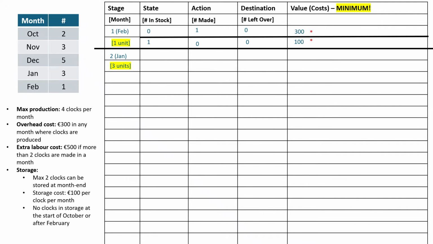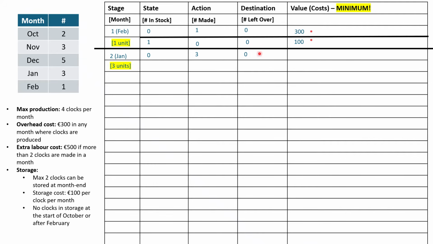The first option is I like to start with 0. Again, it doesn't matter which order you start in. For me, 0 is a nice logical start and I work through it that way, but it wouldn't be wrong to go from the biggest number down. So if we had none in stock, we could make the 3, leaving us with none left over. Now, how much would that cost us? We would have overhead costs of 300, plus we have the labor because we've made more than 2 clocks, so we'll have a 500.